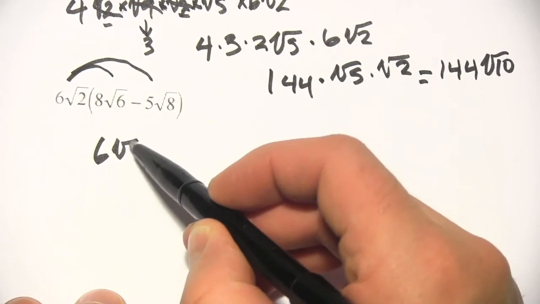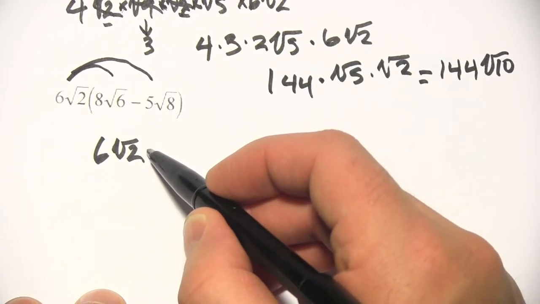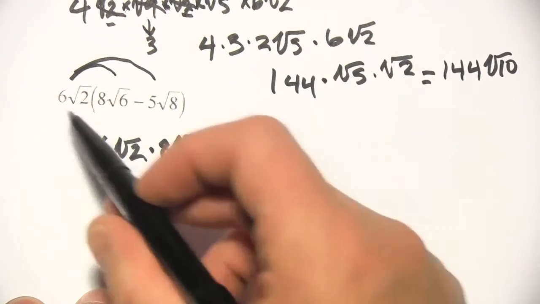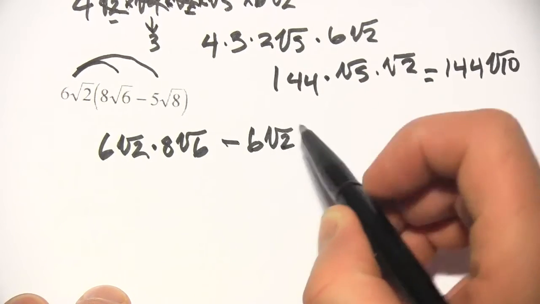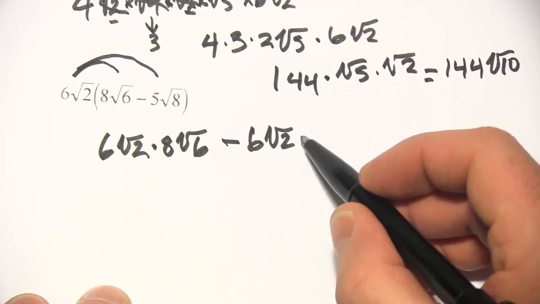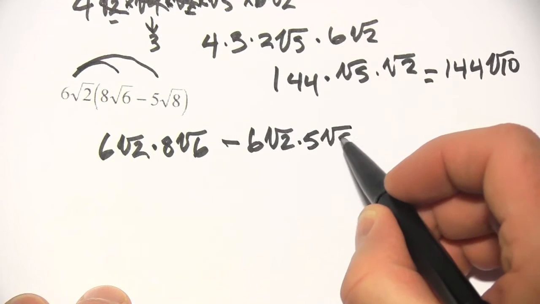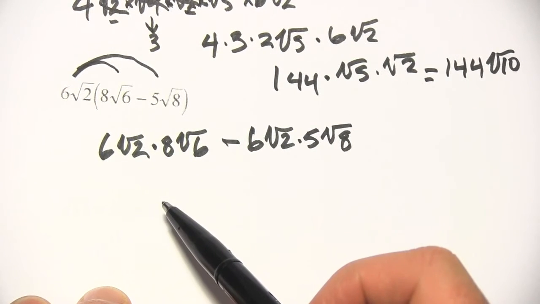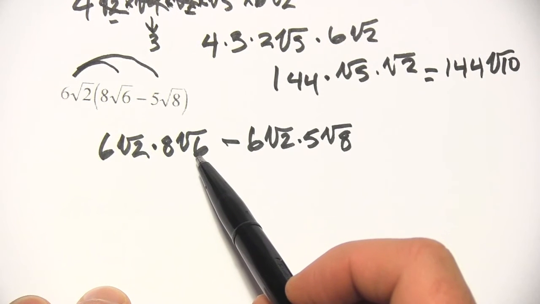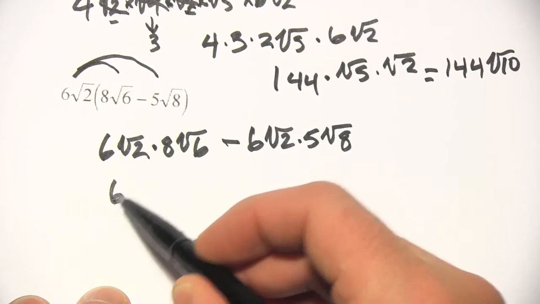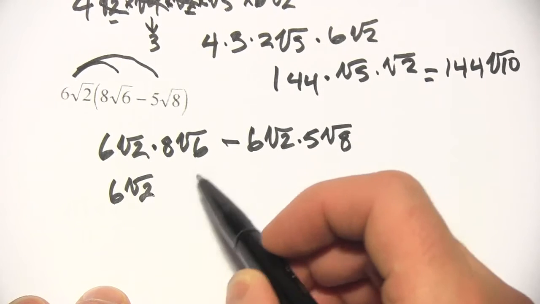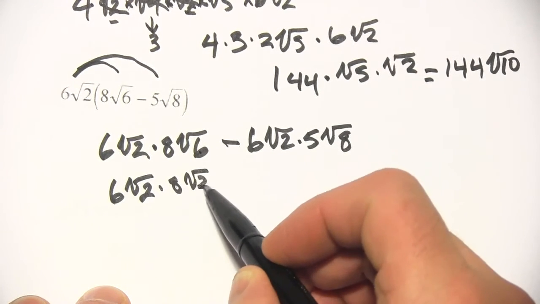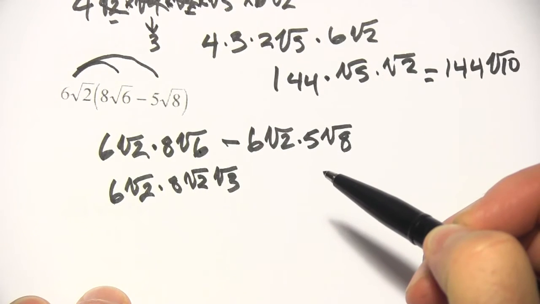So we have 6 times the square root of 2 times 8 times the square root of 6, and then a minus sign, and again 6 times the square root of 2 times 5 times the square root of 8. All right, let's start seeing what we can simplify. This 6 I know is 2 times 3, and I think that's going to help us out. So this is 6 times the square root of 2 times 8 times, and this will be square root of 2 times the square root of 3.